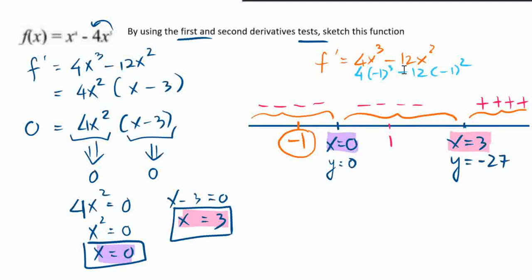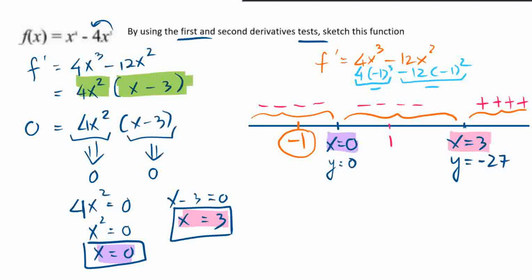This section is negative because minus 1 cubed is negative. And in this section, minus 1 squared is positive. Positive times minus 12 means this section also becomes negative. So the answer will give us a negative result. Or we can test it in the factorized form, which is here.